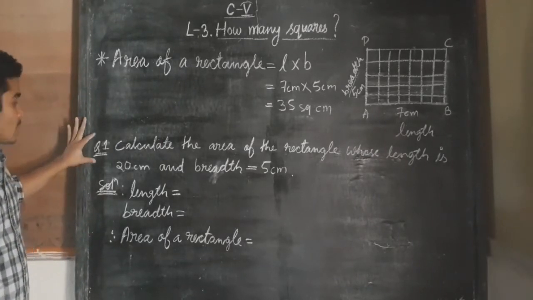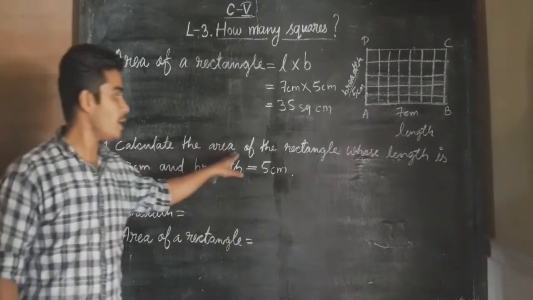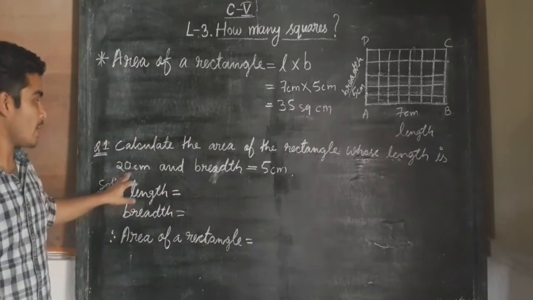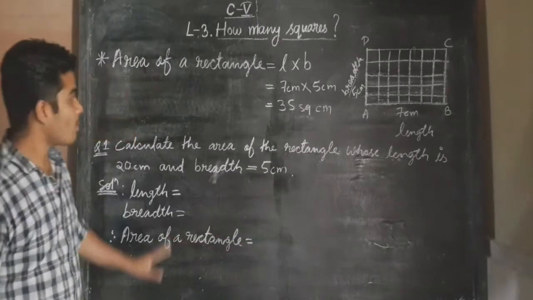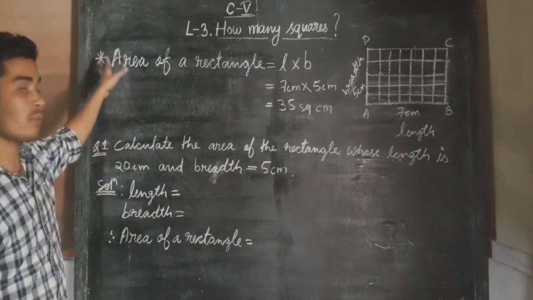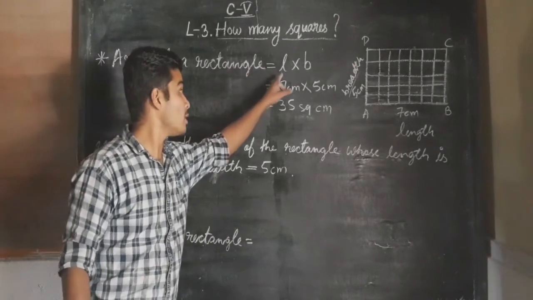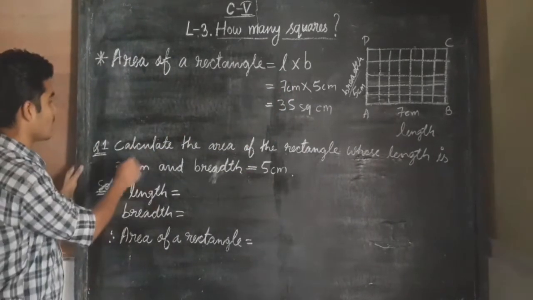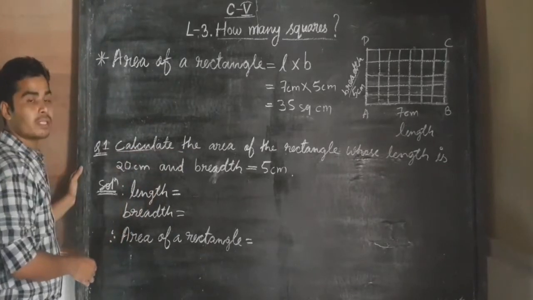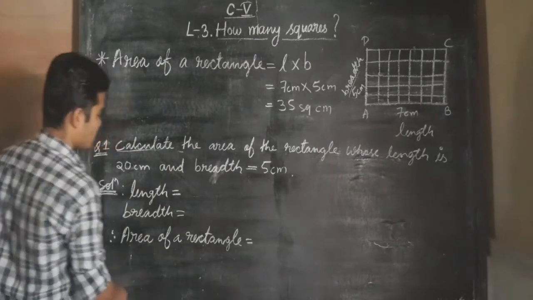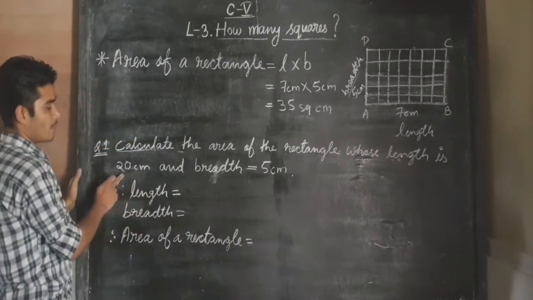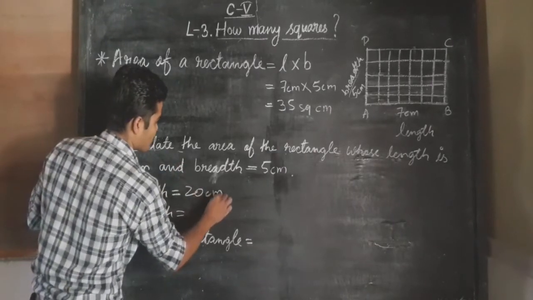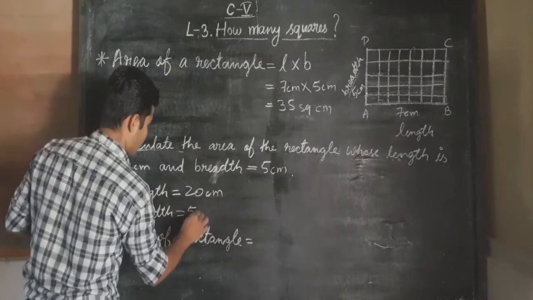So now let us move to the next question. You can see this. Calculate the area of the rectangle whose length is 20 centimeter and breadth is 5 centimeter. We have already got the formula for finding the area of a rectangle: length into breadth. So now we will use this formula for finding the answer to these questions. So we have to find the area. So first of all, what do we have to find? We have to find the length and breadth from the question. Length is 20 centimeter and breadth is 5 centimeter.